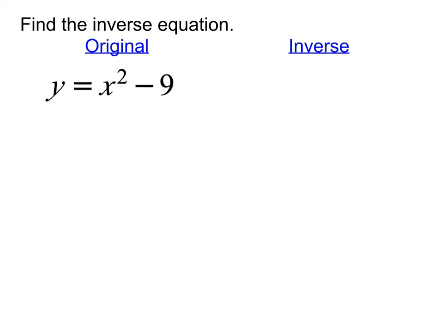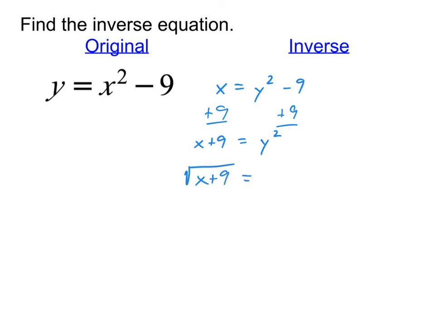All right, last problem. And once again, do this one on your own first, then watch the answer worked out. All right, step one, swap the x and y. So we're going to have x equals y squared minus 9. I'm solving for y. Add 9 to both sides. Now I need to take the square root of both sides. When I take the square root of both sides of an equation, what do I need to remember to include? Plus or minus. And so that is now our inverse equation.